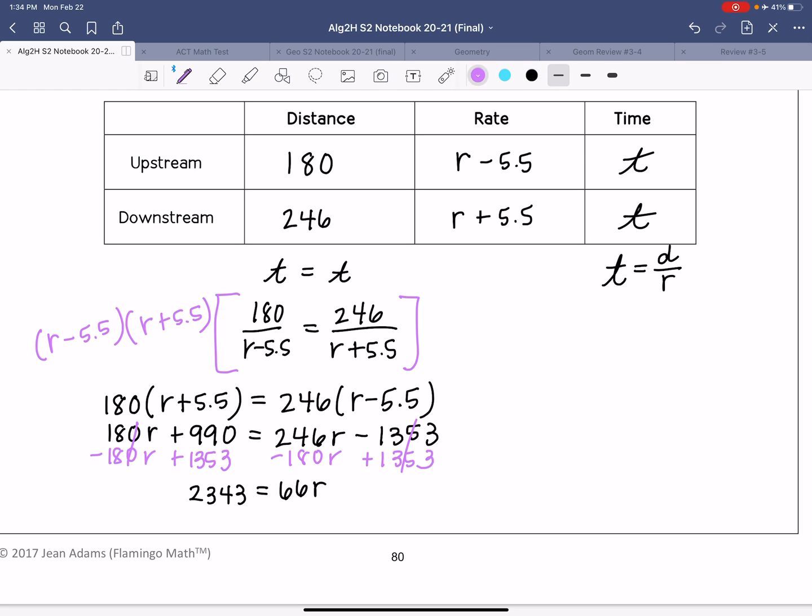And then we'll go ahead, divide by 66, divide by 66, plugging that into a calculator, and we'll just round to one decimal place. We get r equals 35.5, and we're going miles per hour. Okay, miles per hour.